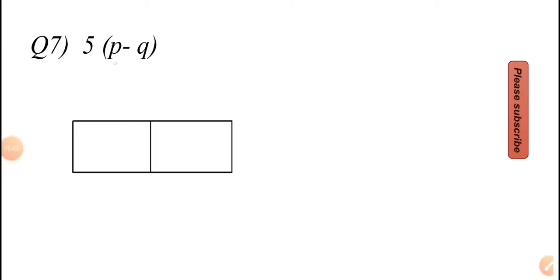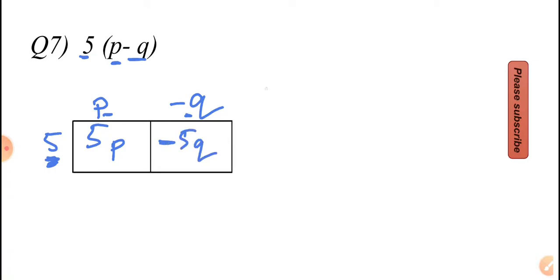With question 7, I can see p here, so I write p. I can see minus q there, so I write minus q there. And I've got 5 here, so I write that 5 outside. The 5 that's outside the bracket, I leave it on the side. So now 5 times p, I'd write that as 5p. And 5 times minus q, I'd write that as minus 5q.